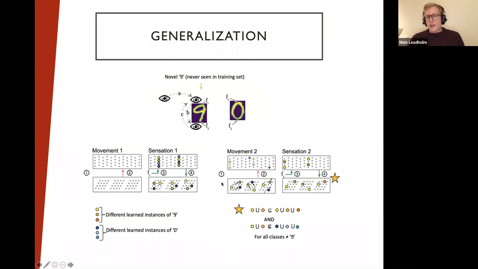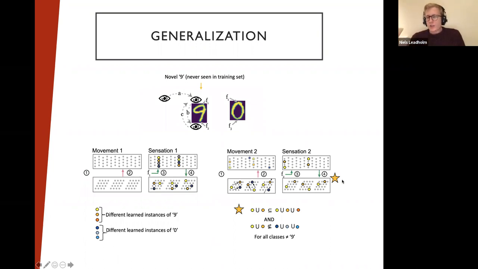The key step then is to provide another movement, in this case moving to the bottom of the image. And in this case, the grid cells will path integrate. Importantly, given these new location representations and the learned examples of nines and zeros in the past, they will predict different things in the sensory layer. The sensory information is then provided, but this time, because some of these cells were correctly predicted and some were not, the activity is sparse. In particular, the activity is consistent with a subset of the different examples of 9 that have been learned in the past, but does not contain examples of any other learned digits.